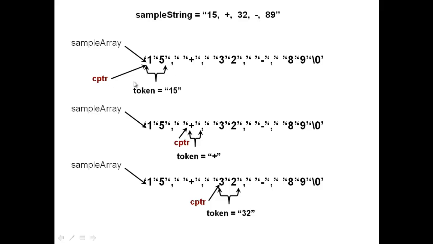Then using that CPTR we can extract this token and process that token. So now CPTR will keep moving and it sees a non-delimiter character, which is this plus symbol. And after the plus symbol you see a delimiter. So the CPTR will stop right there and extract that as a token. And then you see the two delimiters, then the 3. So the CPTR will point to the address of the 3, the character 3.